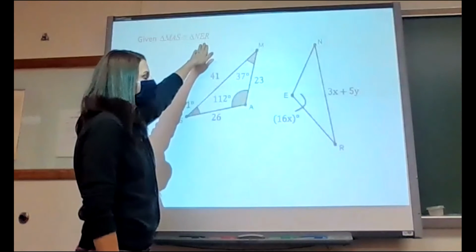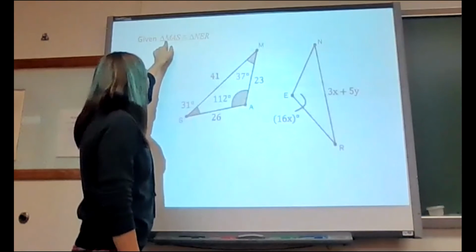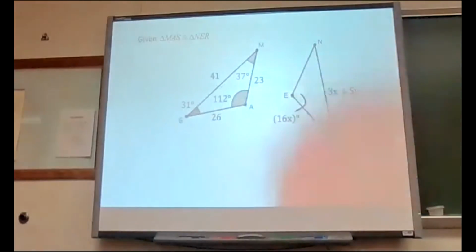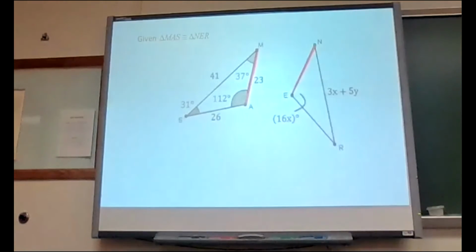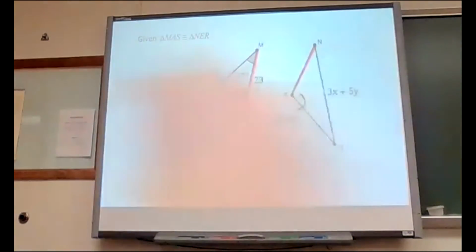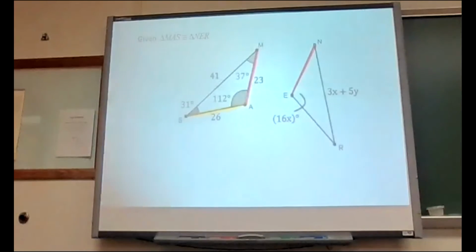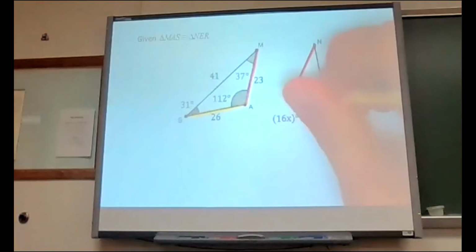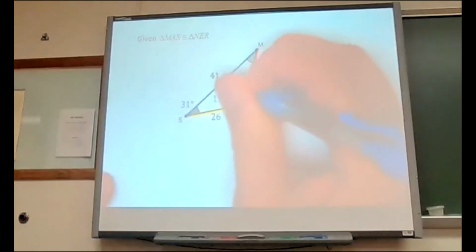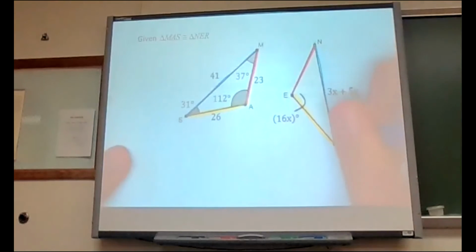So if this is true, remember it has to match. So MA, which is here 23, MA would correspond to what side in my other triangle? NE. And AS would correspond to what side in my other triangle? ER. And last, MS here would correspond to this NR. Okay.